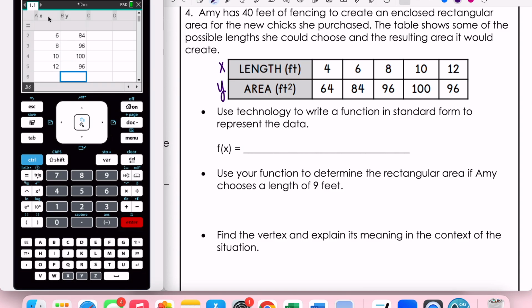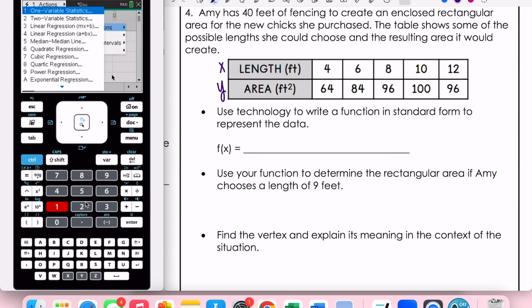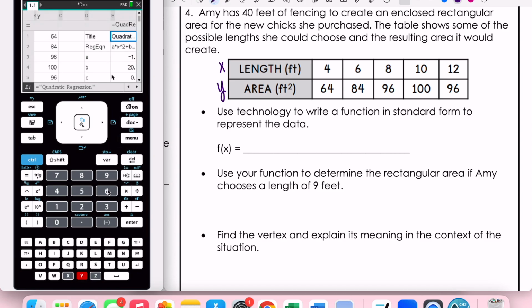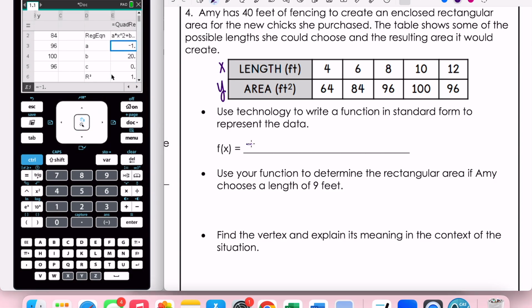Now, remember, when you are in list in spreadsheets and you are trying to find the equation of a quadratic function, the command is menu 4 1 6. X goes in your X list, Y goes in your Y list. Press the enter button 2 times. Here I have an A value of -1, a B value of 20, and a C value of 0. So here this would be f of x equals -x squared plus 20x.